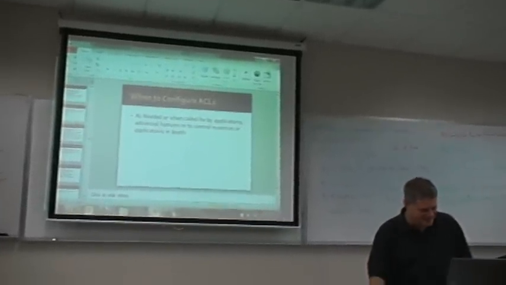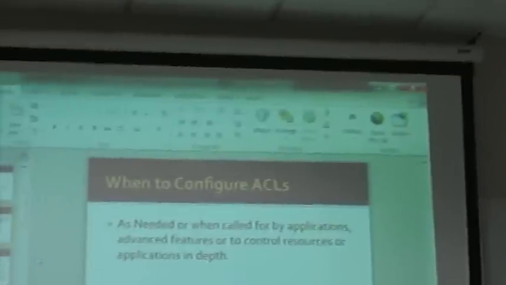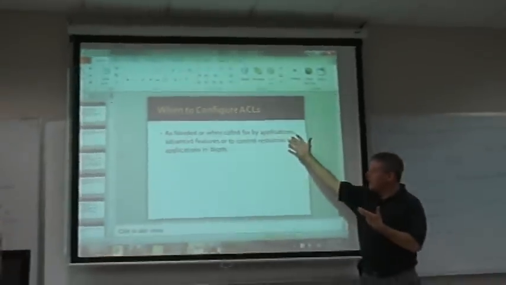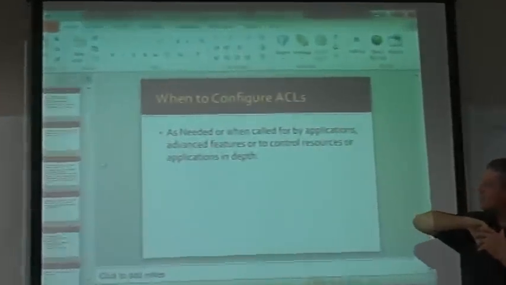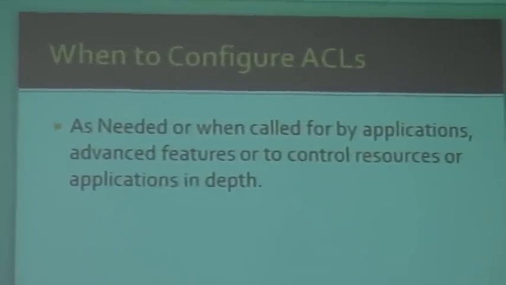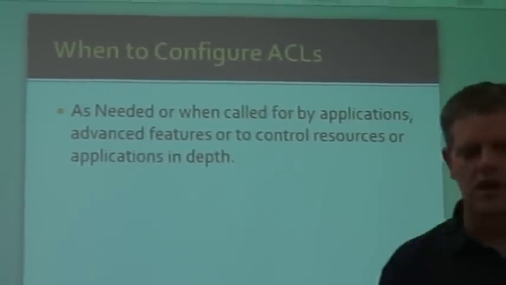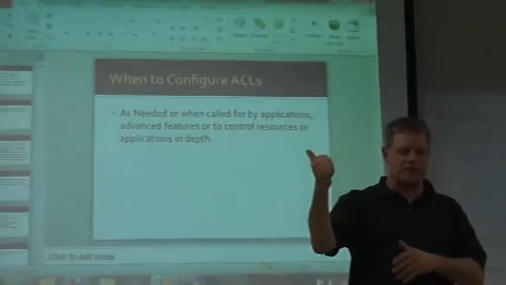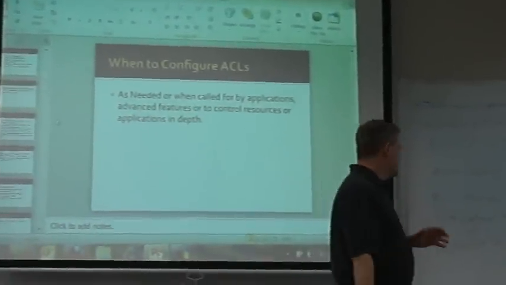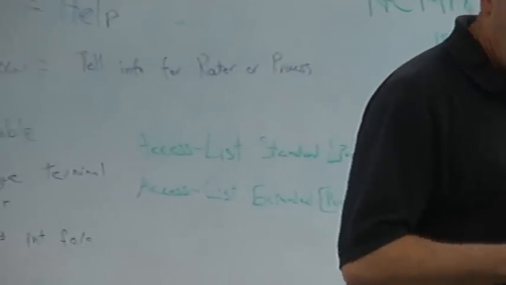Okay, access list. All right, when do we use an access list? Well, it's called for when we have to lock down applications, use advanced features, or control resources of applications in depth. There are 2 types of access lists that we're going to use in this class: a standard access list and an extended access list. A standard access list is numbered, basically, or they can be named. Alright?